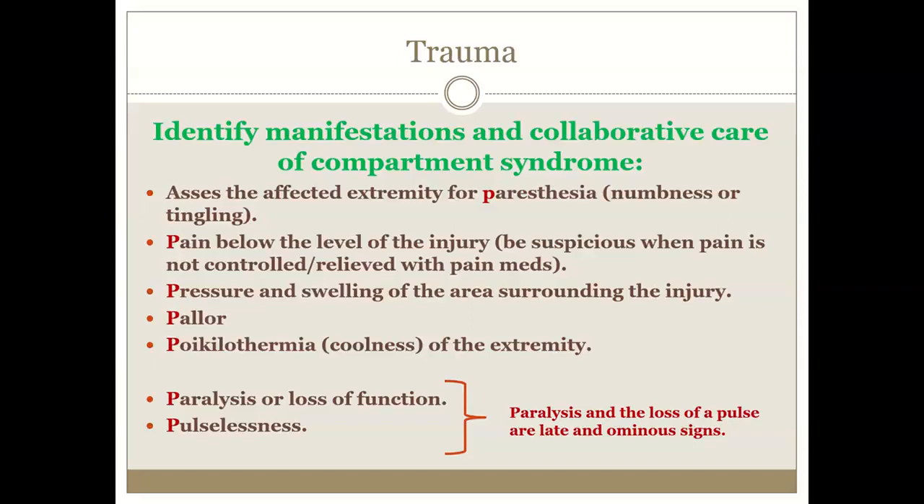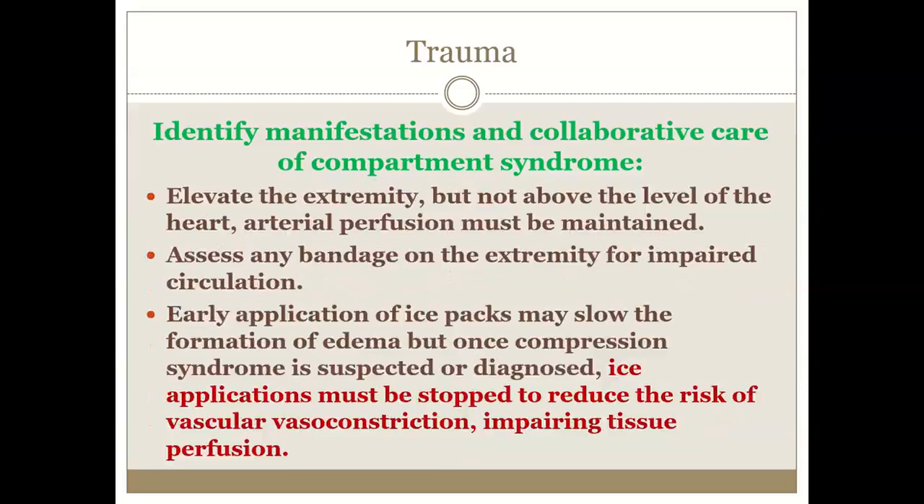Then there's pressure and swelling. Again, you're going to see that right away. There can be pallor, which is paleness. Cap refill can diminish. And then poikilothermia, coolness of the extremity. Now, paralysis and pulselessness can occur, but those are very late and ominous signs. So don't miss out on the first 5 signs and symptoms. Be suspicious for any individual who has a long bone fracture. That would be tib, fib, femur, or hip.